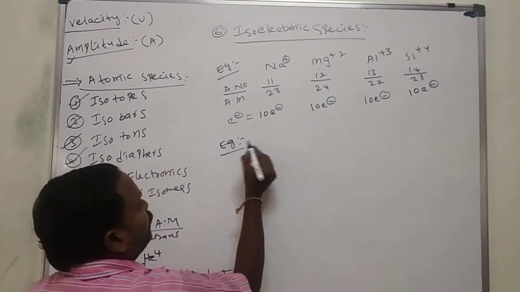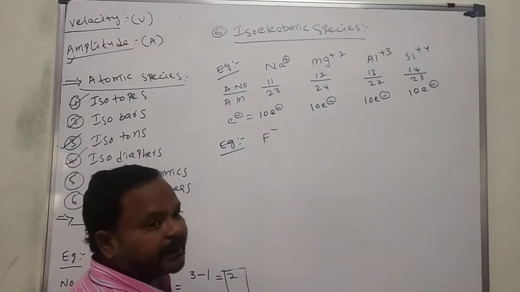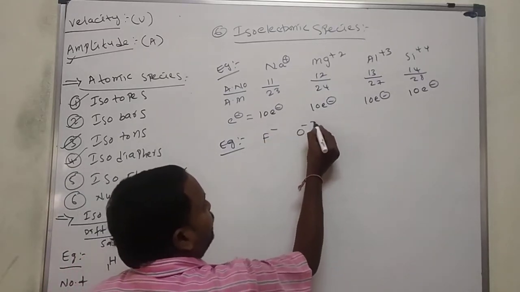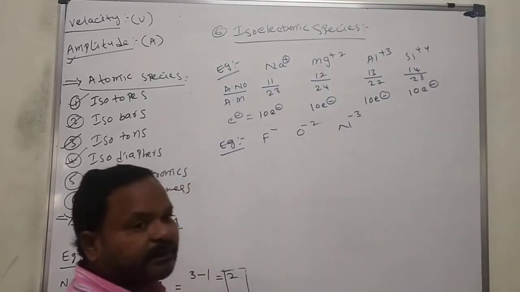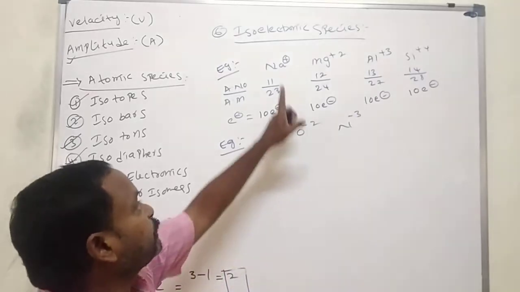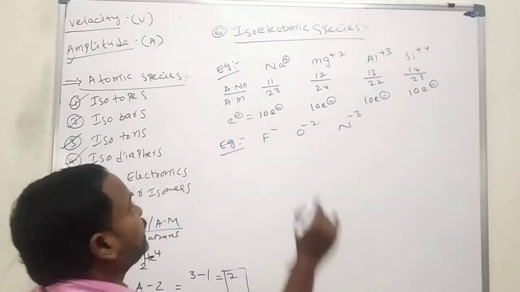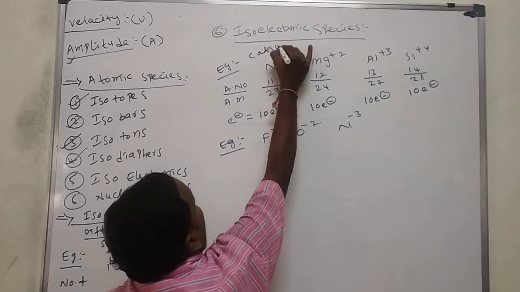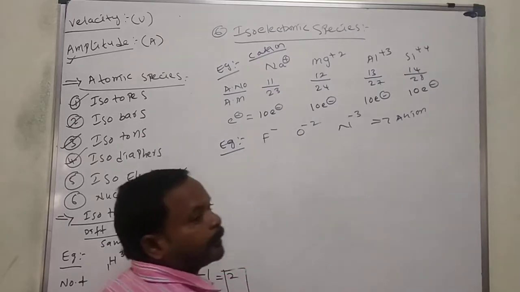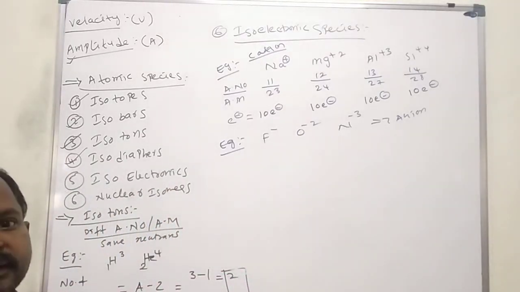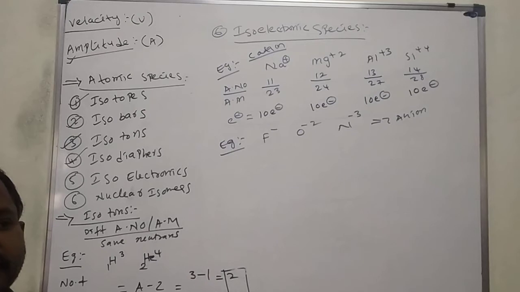Here I am taking one more example. F minus, the fluoride ion, O minus 2, N minus 3. These are also different ions. These are anions, those are cations. How do we get a cation? By removing an electron from the atom, we get the cation. By the addition of an electron, we get the anion.